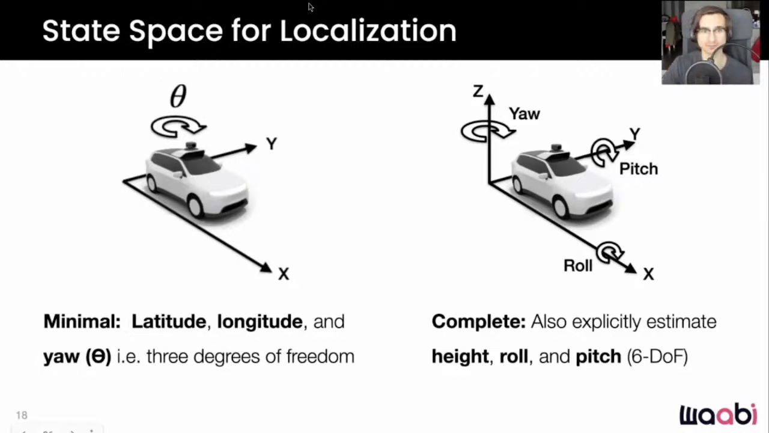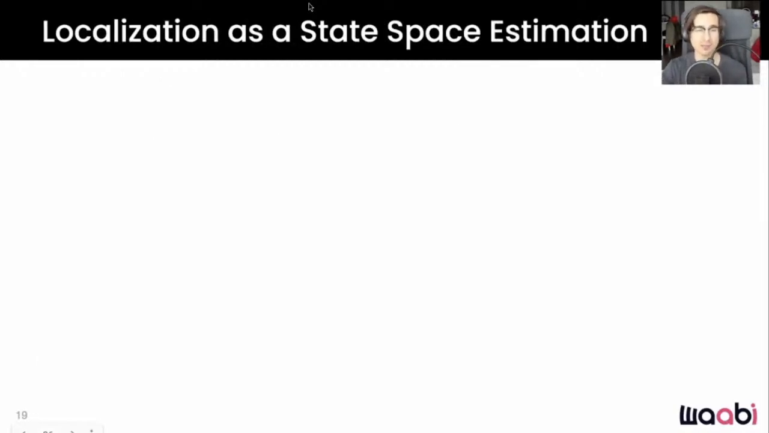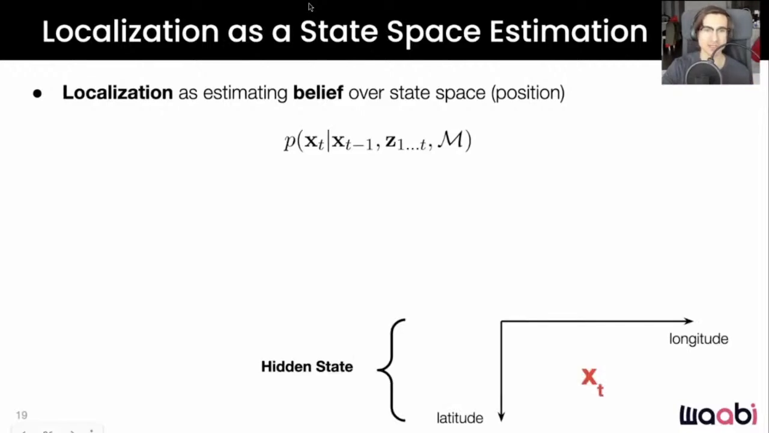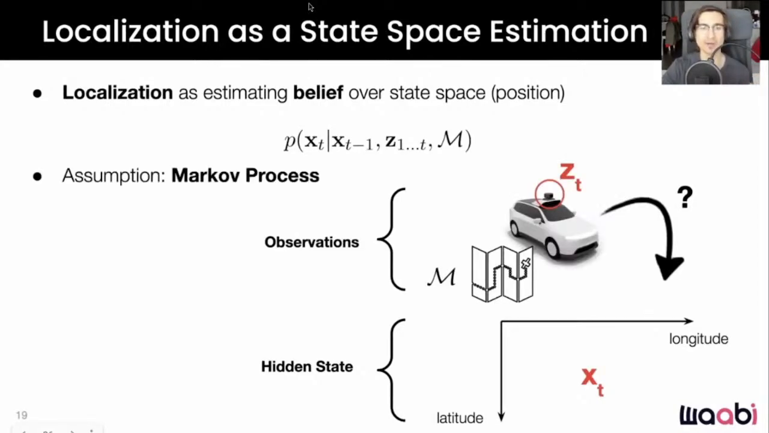In this context, we can look at localization as a probabilistic inference problem. That is, estimating the belief over our state space, which in this case happens to be a position. And mathematically, we can denote our states at time t as xt and our observations, which can be LiDAR, IMU, GPS, you name it, as z. We operate under the Markov assumption, which basically states that the belief over our state at time t-1 encodes all the information from past states, which allows us to predict where we will be at time t.